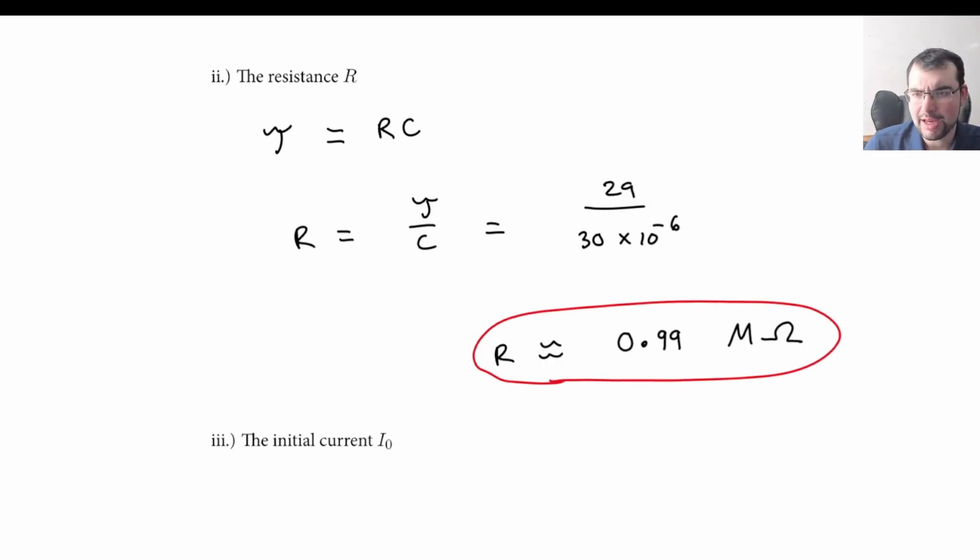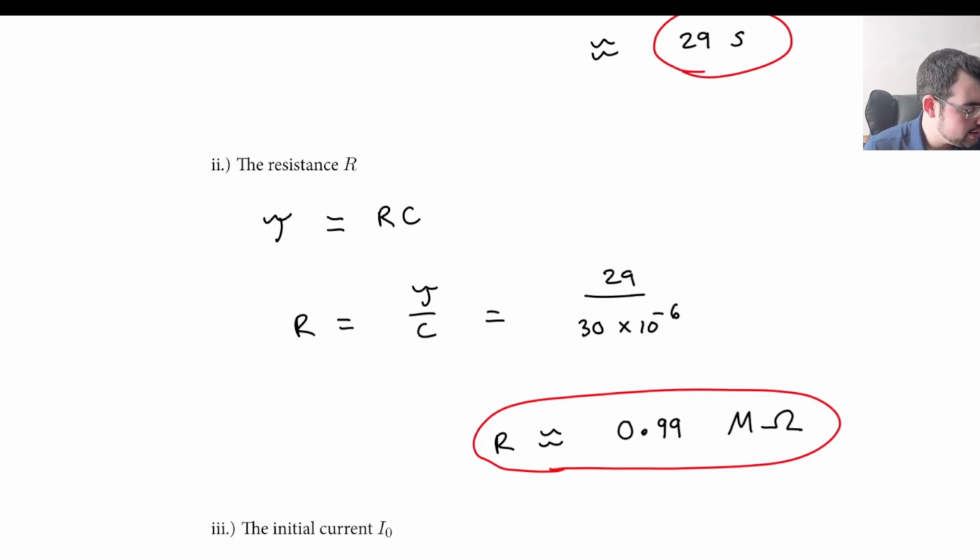And that should make qualitative sense because our time constant is normal seconds, right? 30 seconds-ish. So if our capacitance is millionths of a farad, our resistance must be millions of ohms to make tau multiply to a single or double digit number.